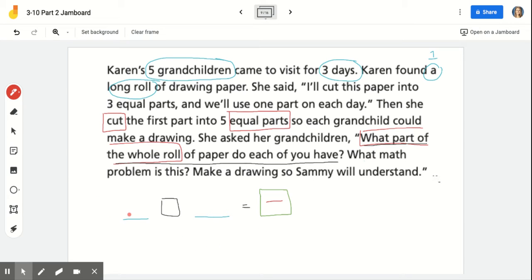On the very top of your whiteboard, I'd like you to fill this in like I am. And we're going to be filling it in at the very end. We're thinking of what number we are starting with. What operation are we using as we cut and divide into equal parts? What's our second number here? And then what is our answer in terms of how much each of the grandchildren gets of the whole roll?